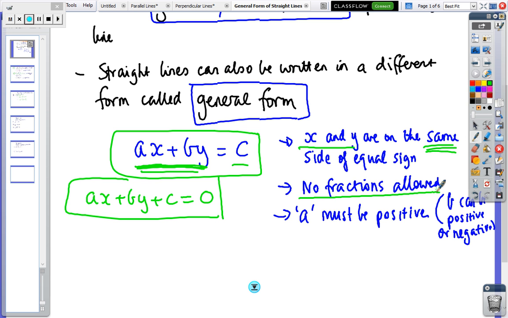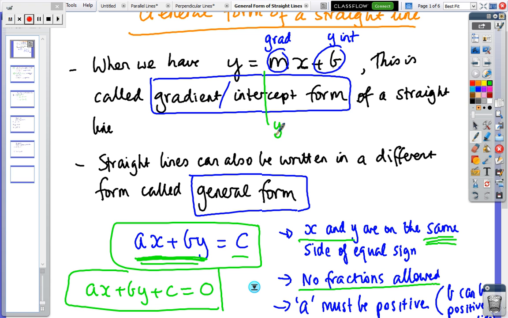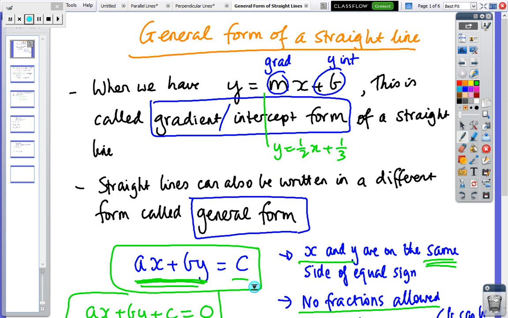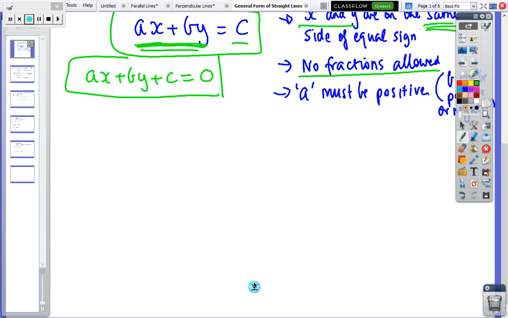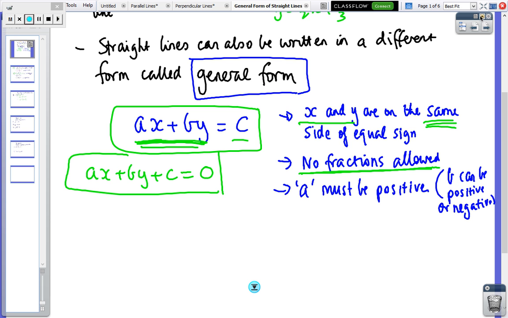You're not allowed to have fractions. Before, when we had y equals mx plus b, we could have y equals a half x plus a third. That was okay. But when we have general form, no fractions are allowed, and the coefficient of x must be positive, but b or c can be negative or positive. So it's only a that has to be positive. Let's have a look at some examples and see what that means.